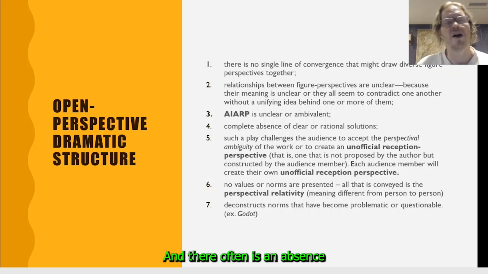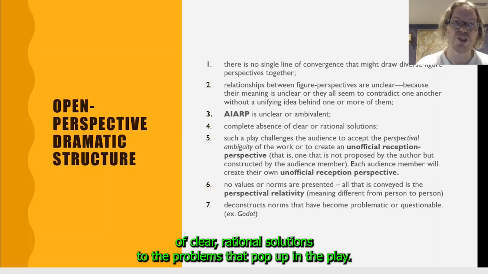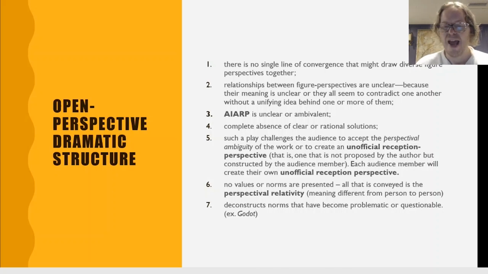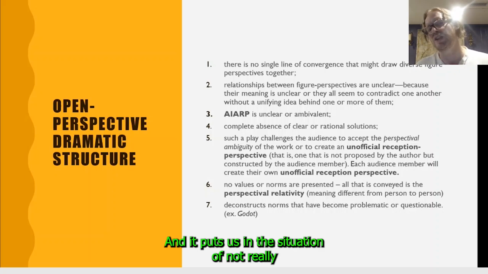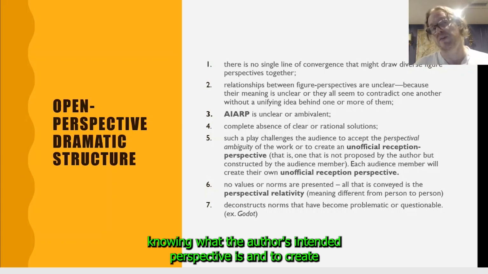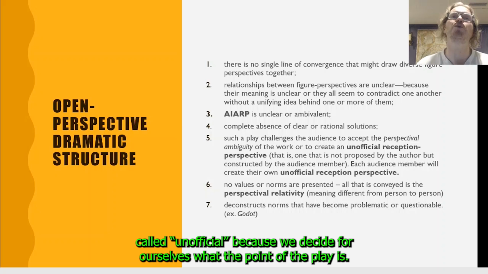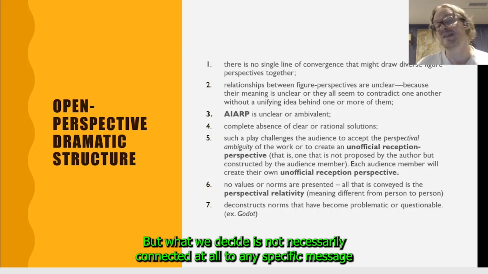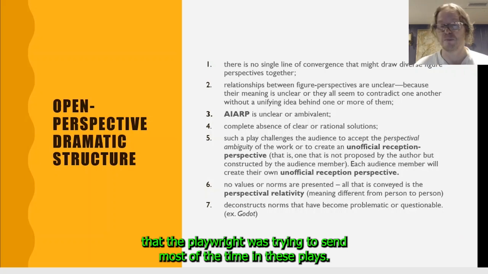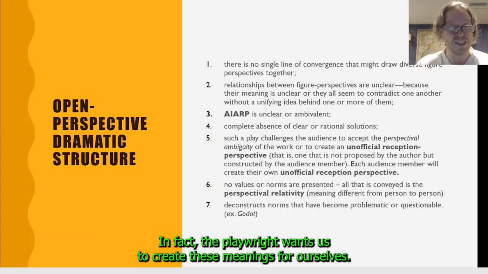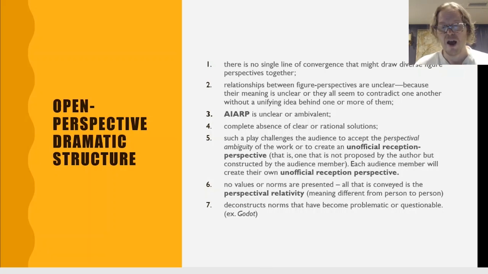And there often is an absence of clear rational solutions to the problems that pop up in the play. It puts us in the situation of not really knowing what the author's intended perspective is, and having to create what might be called an unofficial reception perspective. Called unofficial because we decide for ourselves what the point of the play is, but what we decide is not necessarily connected at all to any specific message that the playwright was trying to send. Most of the time in these plays, in fact, the playwright wants us to create these meanings for ourselves.